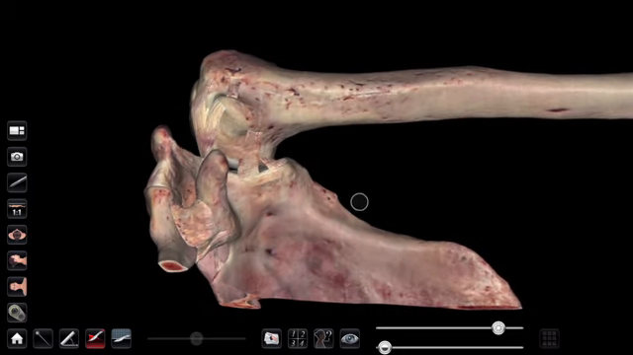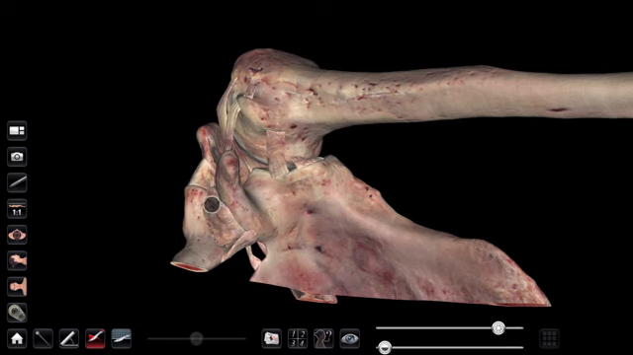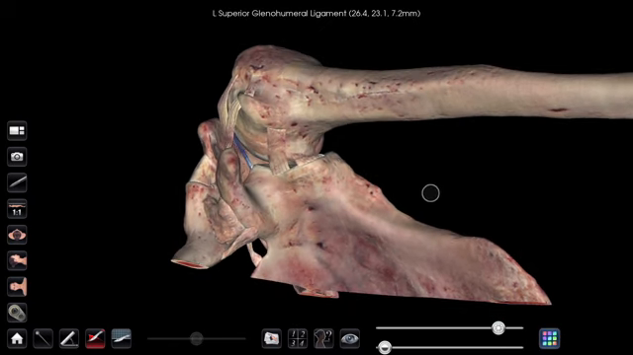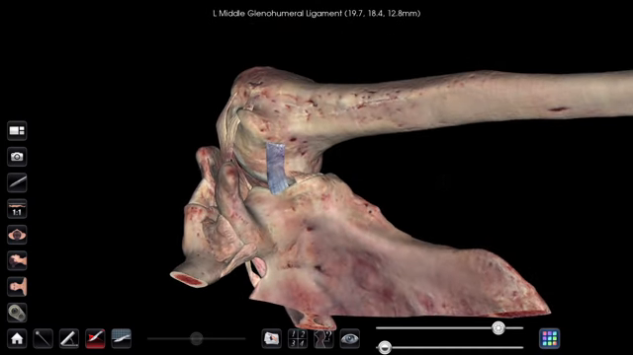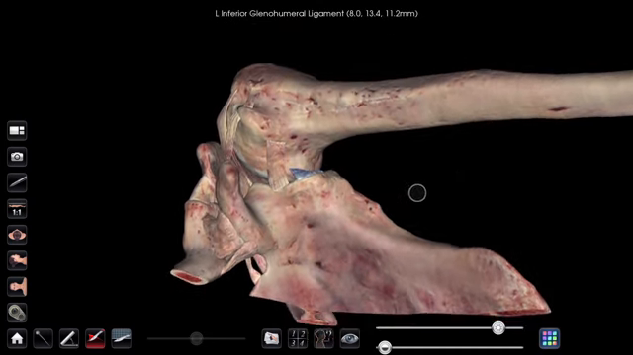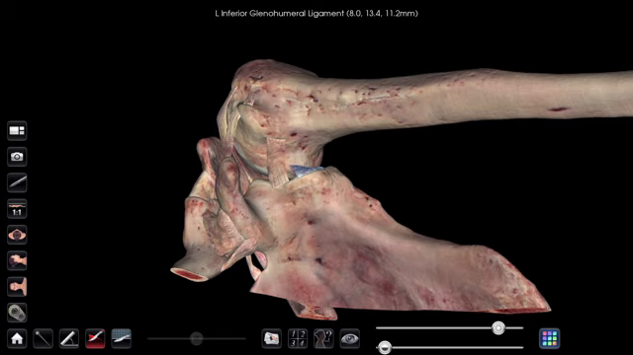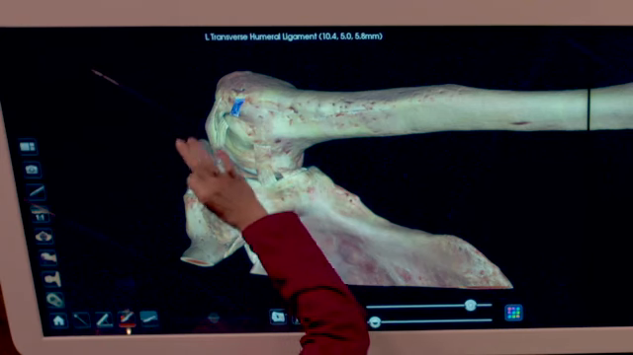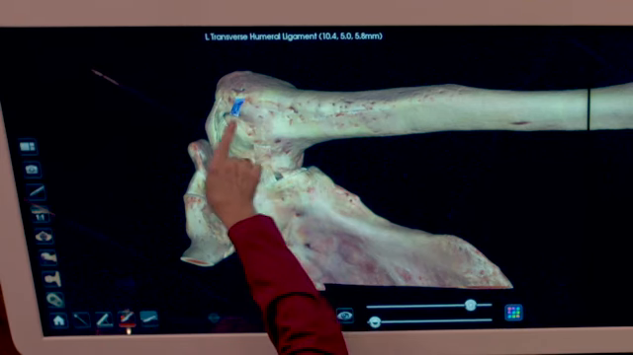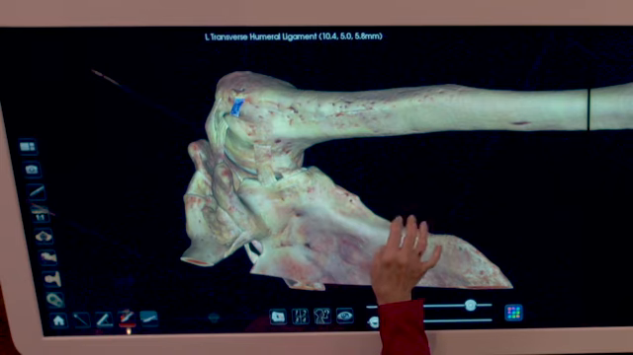If we tilt up, we can see the glenohumeral ligaments. Here's the superior glenohumeral ligament, the middle glenohumeral ligament, and the inferior glenohumeral ligament that all help reinforce the anterior aspect of the shoulder joint capsule. And finally, here's the transverse humeral ligament that holds the tendon of the biceps, the long tendon of the biceps, in that intertubercular groove.